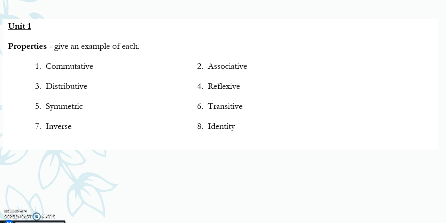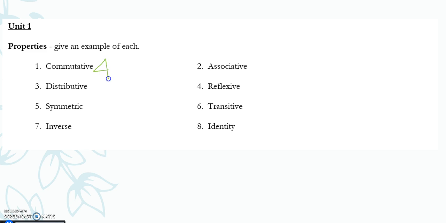So today we're going to review Unit 1. So the first thing is properties. So I'm going to give some examples of the properties. Commutative property says that you can add or multiply things in different orders and get the same result.